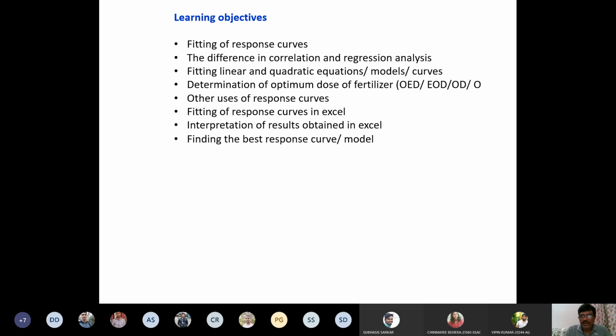We'll see what are the important uses of response curves and fitting of response curves in Excel. This is where we will require Excel. But I have tried to copy the Excel shots and put them in PowerPoint so that we will not require Excel here. And then interpretation of results obtained in Excel and finding the best response curve. Sometimes your data may show that you can fit any kind of curve. Then how to choose the best one, that will be discussed. So this is the outline of today's practical. I will call it practical.